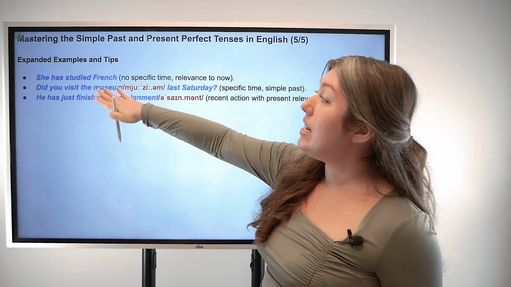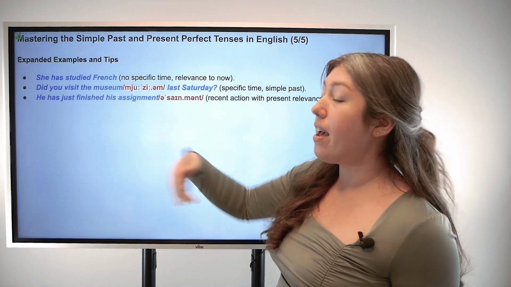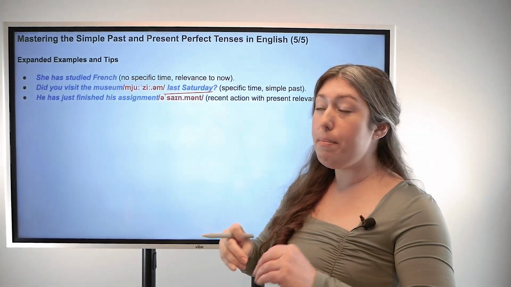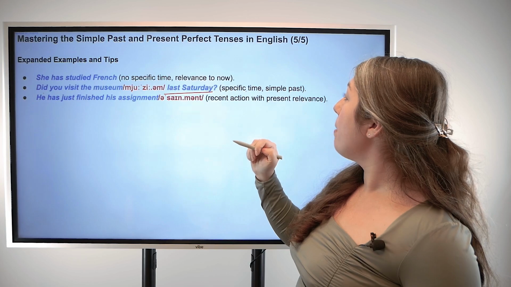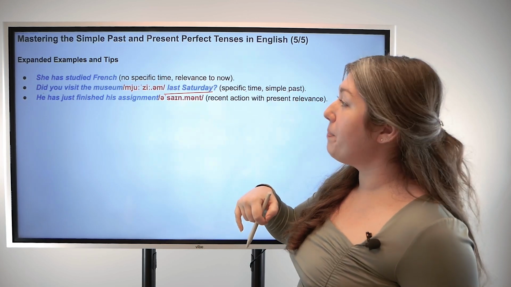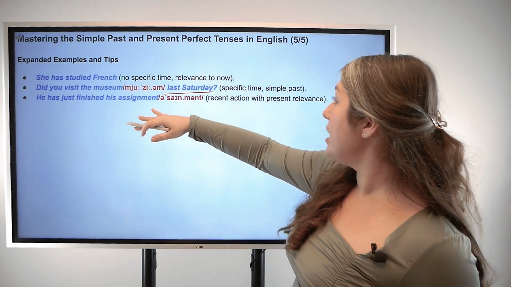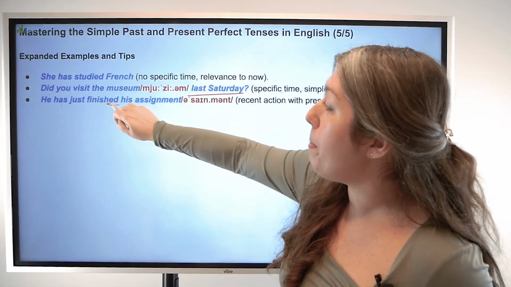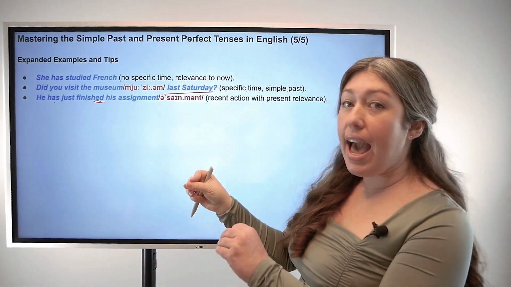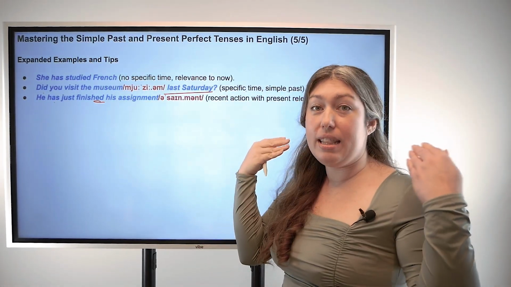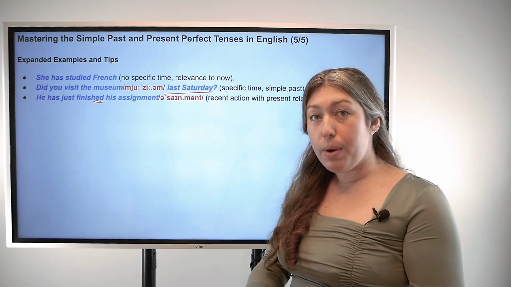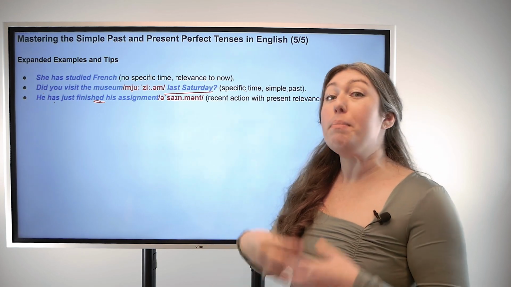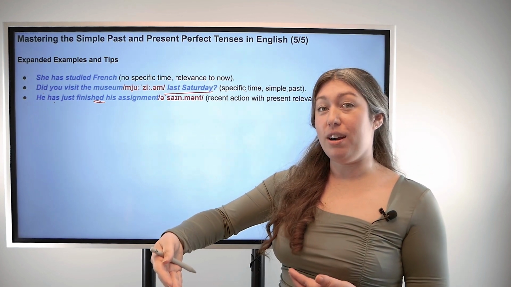Let's look at the next example. Did you visit the museum last Saturday? Very simply, we know because of did and last Saturday, the specific time frame, this is simple past. It's a specific time and we know that it's simple past. And for example, he has just finished the assignment. We know that this is present perfect because we have has and our past participle. And this is a recent action. Someone just finished something means it was completed in the past, but it wasn't so far in the past. And it's relevant to now because if he has just finished the assignment, it probably means he completed it in time and he's ready to move on to the next part of his studies.